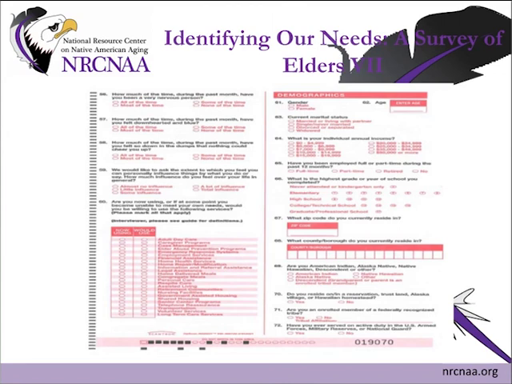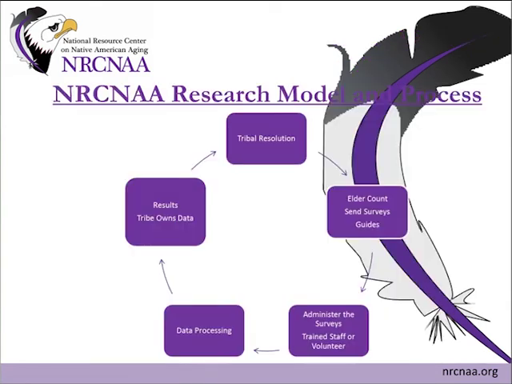So our research model and process, we start out with, first and foremost, we tell the participating tribes or the Title VI director we're working with that we need a tribal resolution for permission from your tribal government in order for that tribe to participate in the survey. Otherwise, if we don't have permission, we won't be able to process your surveys.